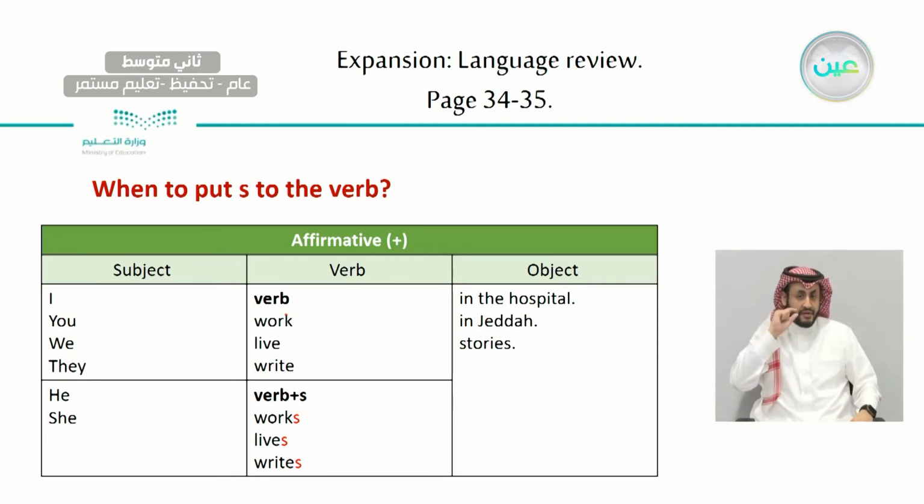But with the case of he and she, we are going to add s to the verb. Let's take a look at this example. He lives in Jeddah. She writes stories. Here we have the verbs works, lives, writes. We have s at the end of the verb.